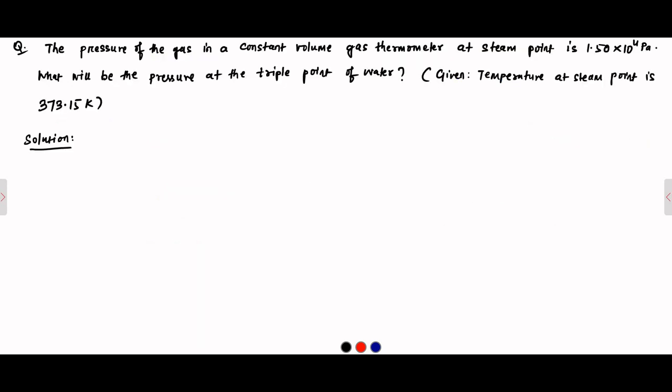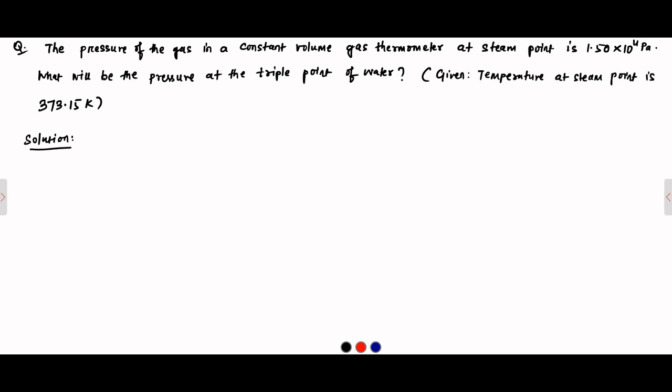So here is another question on temperature measurement and temperature scales. It is given that the pressure of the gas used in a constant volume gas thermometer at steam point is 1.5 into 10 to the power 4 Pascal. What will be the pressure at the triple point of water? The temperature at steam point is given as 373.15 Kelvin, and we have to use this value. This question is again based on the constant volume gas thermometer and the concept of triple point of water.